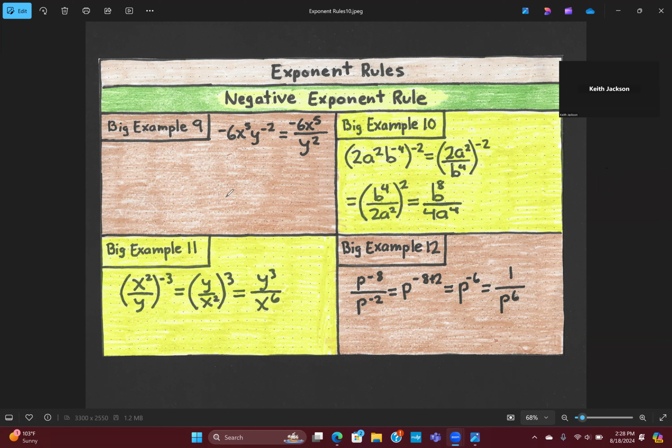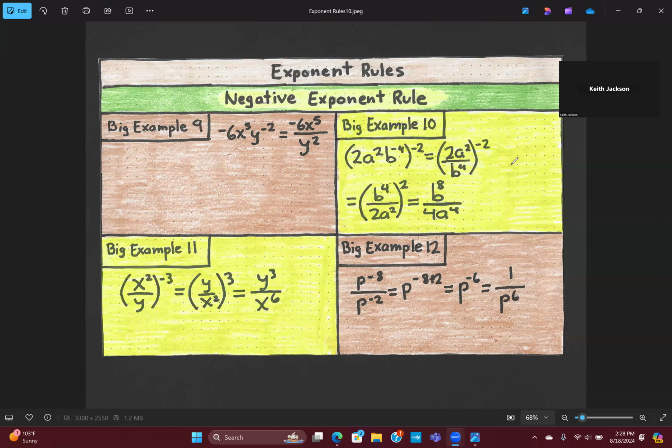And so let's take a look at big example 9, in which we have negative 6x raised to the fifth times y raised to the negative second power. And we're going to understand why we got this answer right here, negative 6x raised to the fifth over y to the second power. The reason why we have y to the second power down here is because when we see a number or a variable raised to the negative power, it automatically goes into the denominator. All right, and that's why we have, again, negative 6x raised to the fifth power divided by y to the second power right here.